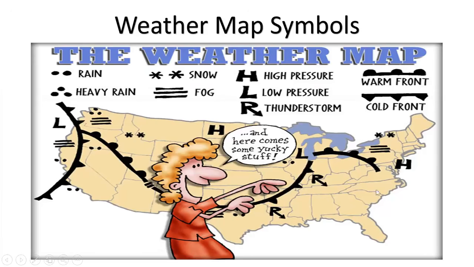Let's take a look at different symbols on the weather map. You can see that rain is shown by dots, heavy rain is more dots, snow looks like snowflakes, fog looks like lines, the high pressure is H, the low pressure is L. Sometimes this R looking symbol represents a thunderstorm, but usually people just draw in lightning bolts. The warm front is the line with circles, and the cold front is the line with triangles.